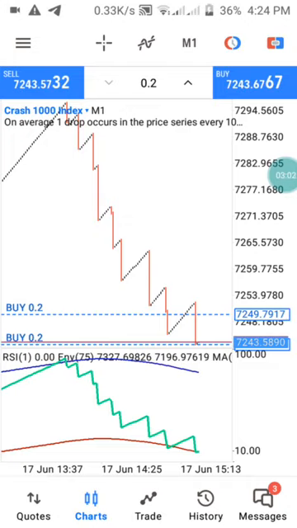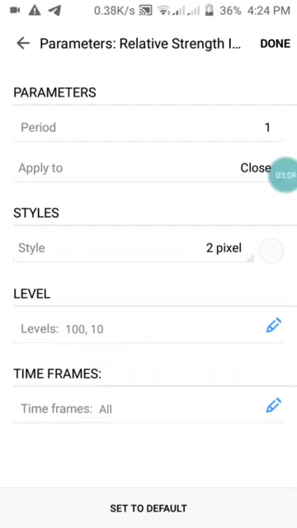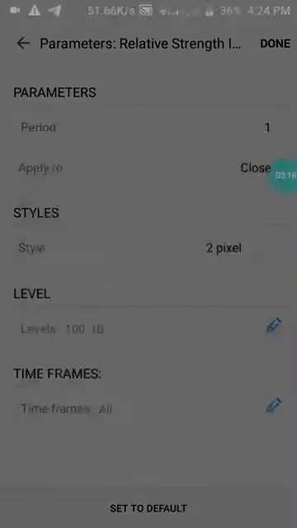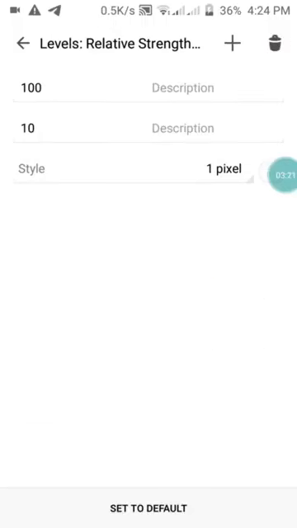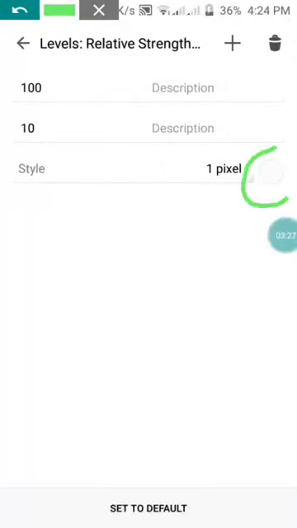So let me show you the settings of this strategy so that you guys can have it. The first one is the relative strength index. We have the period of one, apply to close, and we have our style in white color, which is the color of our background. Also make sure you have your level settings, the level style, also in white color. Don't let it be in black color, let it be in white color.